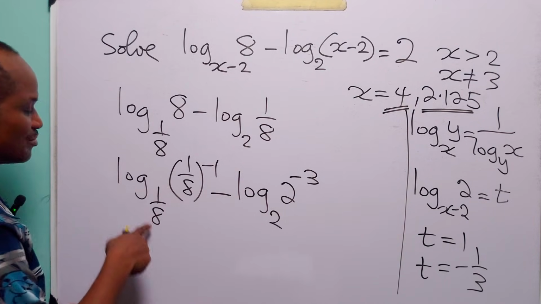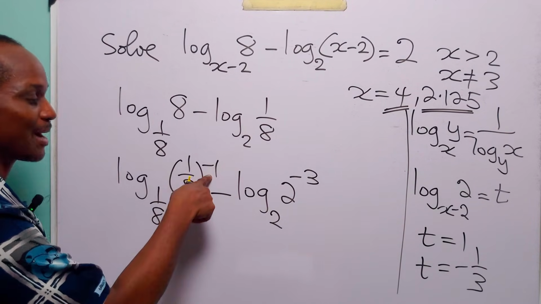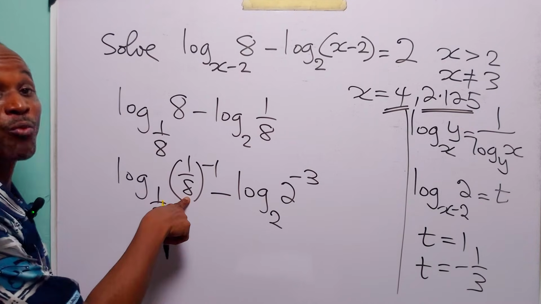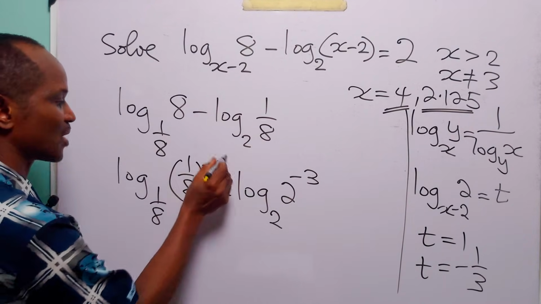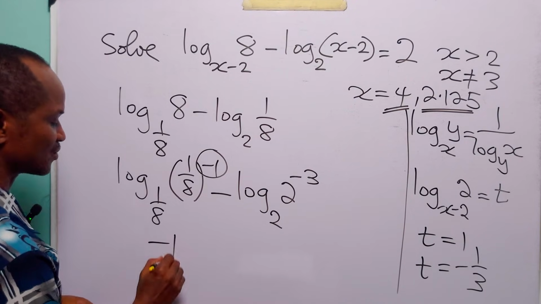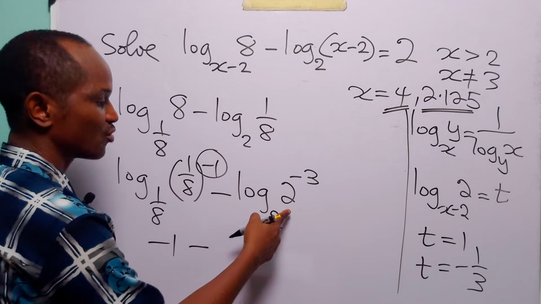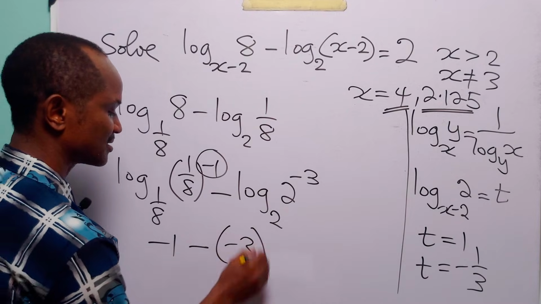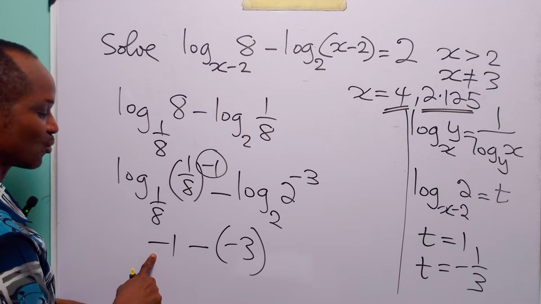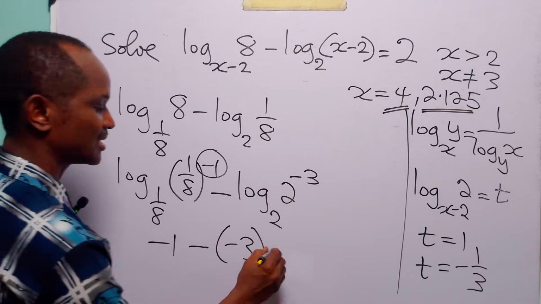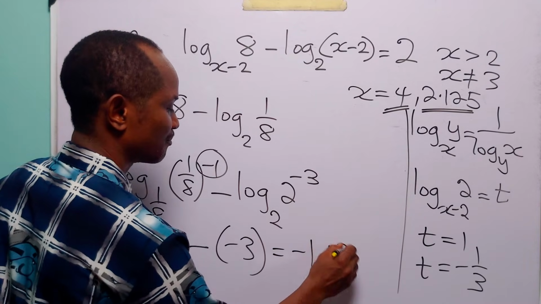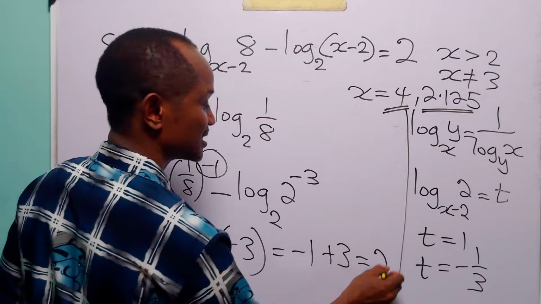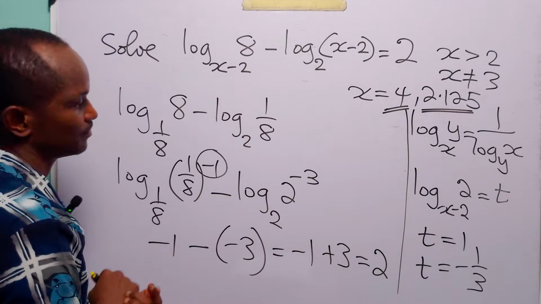Now remember that log to base a of a to the power b is equal to b. So log to base 1 over 8 of 1 over 8 to the power minus 1 is equal to minus 1. And log to base 2 of 2 to the power minus 3 is equal to minus 3. And minus 1 minus minus 3 is equal to minus 1 plus 3, which is equal to 3 minus 1, which is equal to 2.